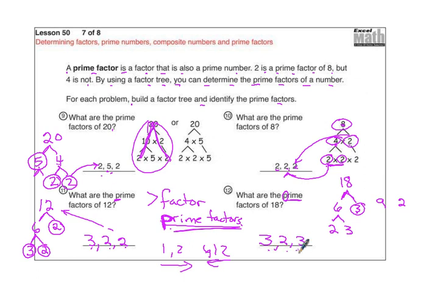Make sure you put commas in between your numbers so you're not writing the answer 323 or 233. The order of your numbers doesn't matter. You can put 323 or 233 or 332. Makes absolutely no difference.